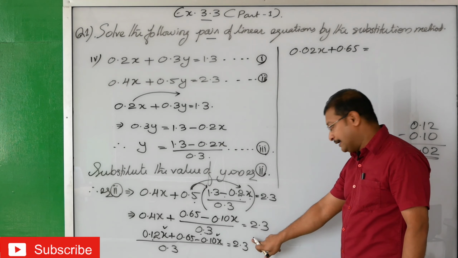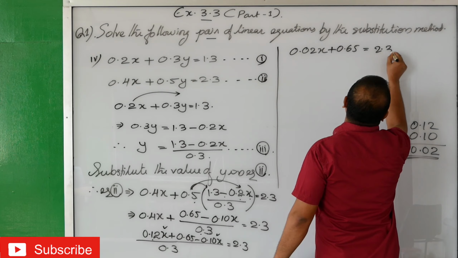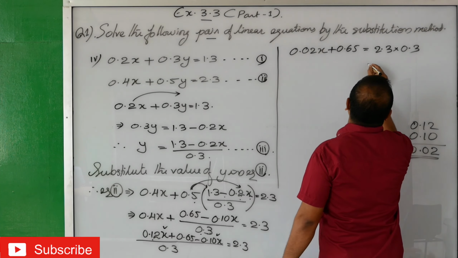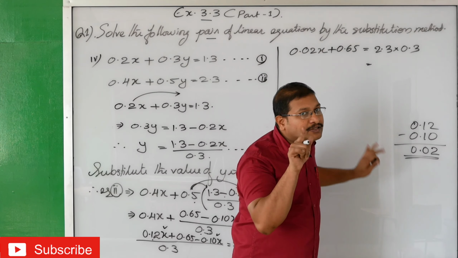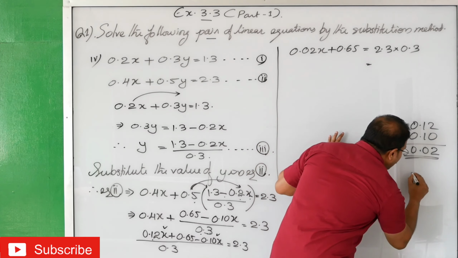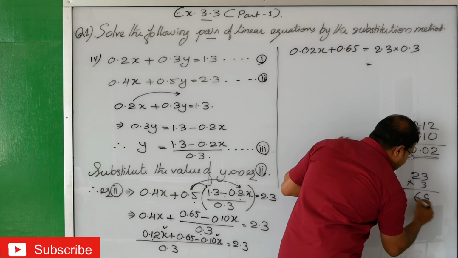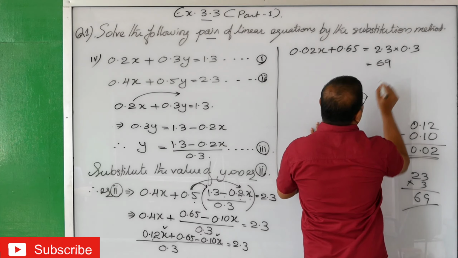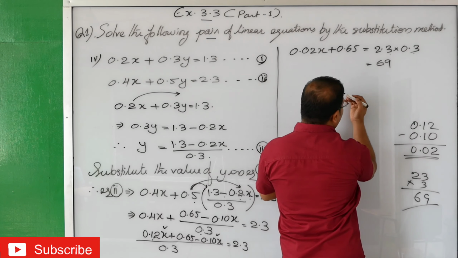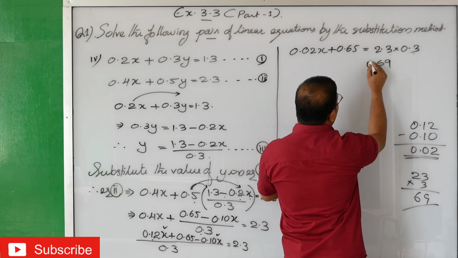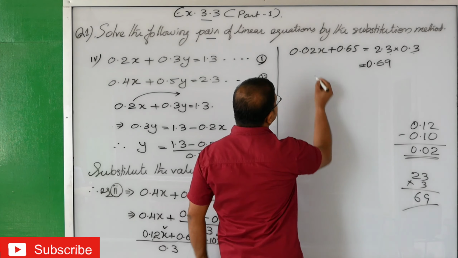That means we'll multiply 0.3 into 2.3. So 2.3 into 0.3. Ready? Now that means 23 into 3, that means 69. If you have doubt, multiply 23 into 3: 3 3s are 9, 3 2s are 6. We got 69. How many digits are here? 1, 2. So 1, 2 from right to left, putting the point. Of course, before that one more 0, isn't it? That means 0.69.